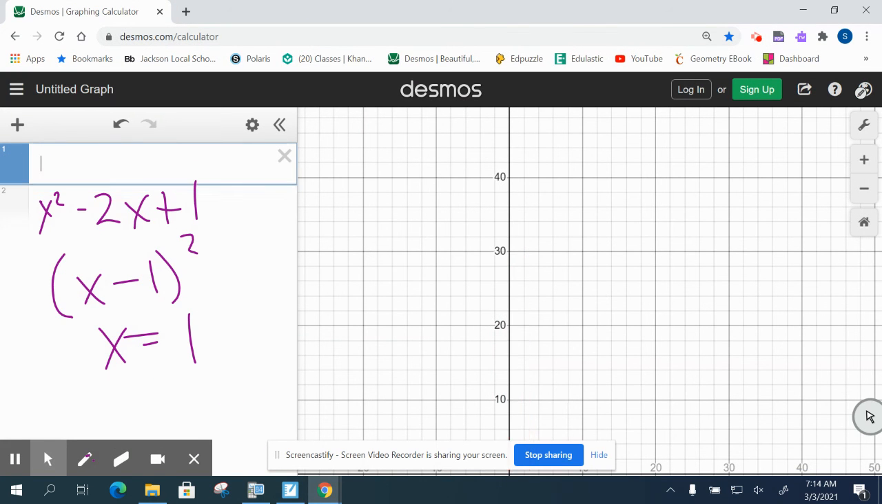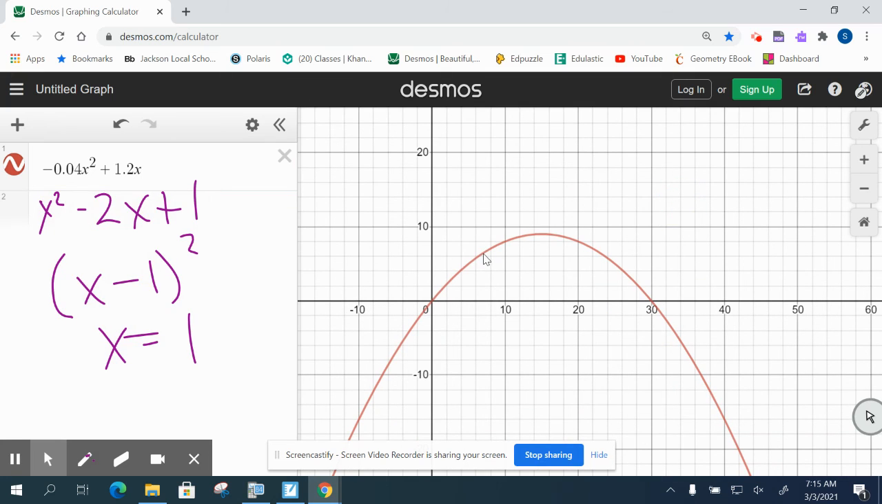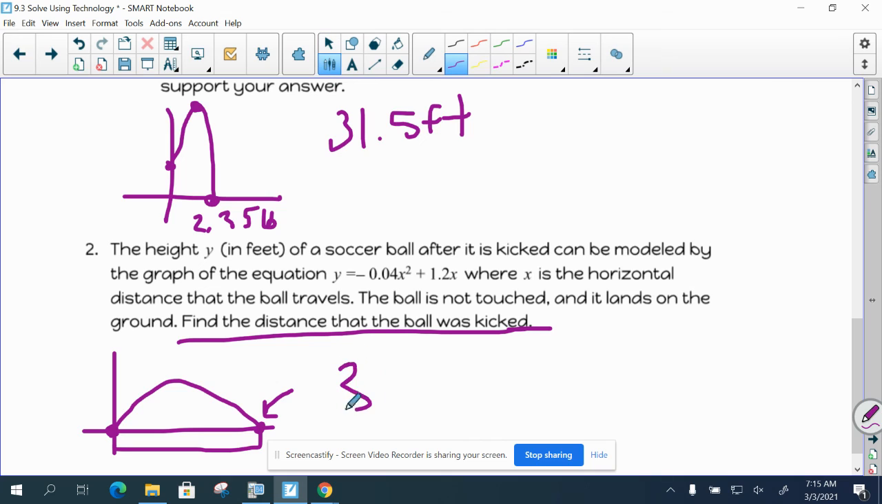So let's put it into Desmos. So we've got the equation negative 0.04x squared plus 1.2x. So this is what it looks like, and its maximum is (15, 9). So that means the maximum height is 9 feet after 15 feet across, but it's not asking for the maximum. It's actually asking for this value. What's the horizontal distance that it travels? So that would be 30 feet.